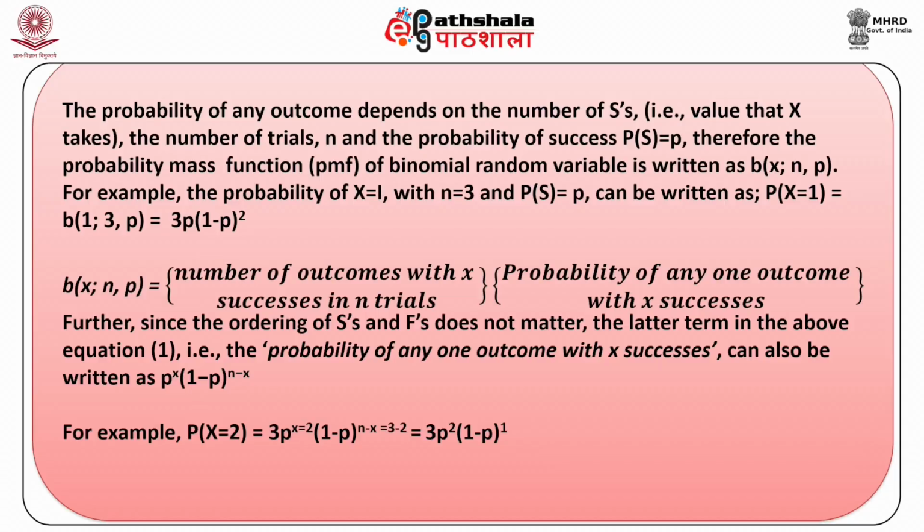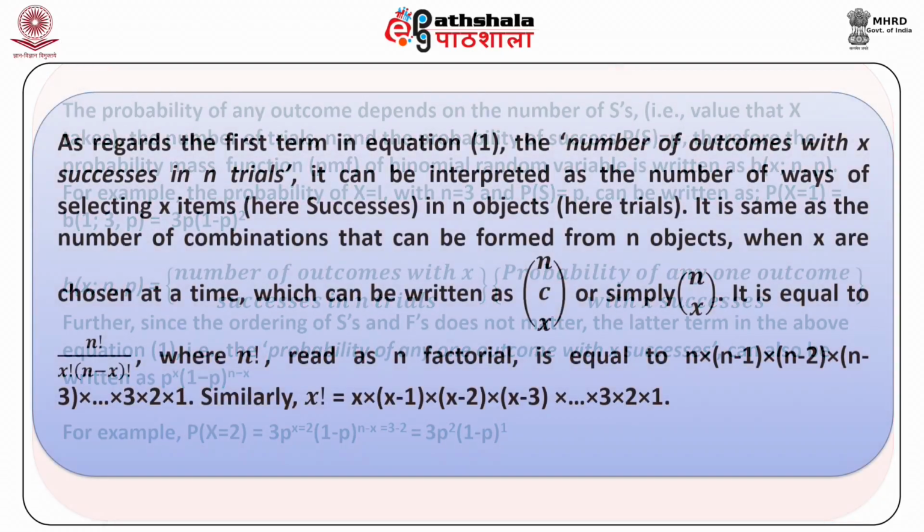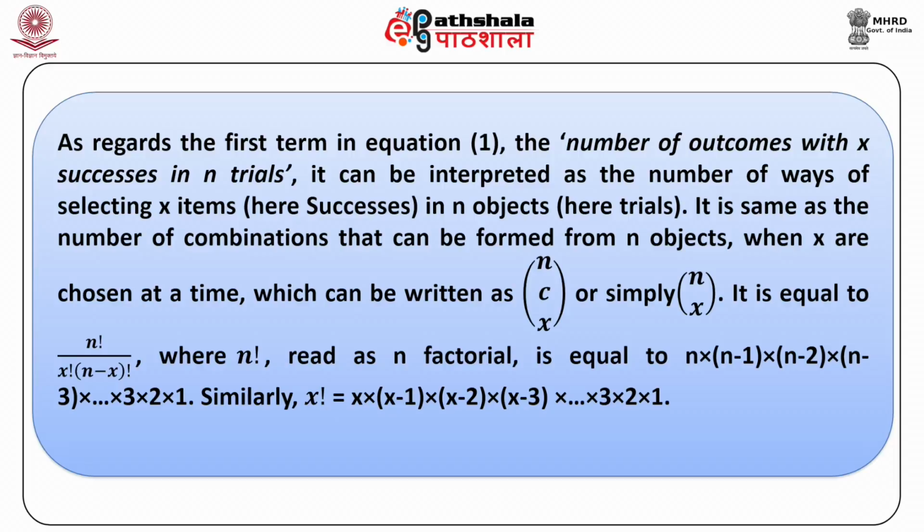And therefore, we had obtained 3p square into 1 minus p whole raised to power 1. So, as regards the first term in equation 1, the number of outcomes with x successes in n trials can be interpreted as the number of ways of selecting x items, in our current case successes, in n objects which are also defined as trials.